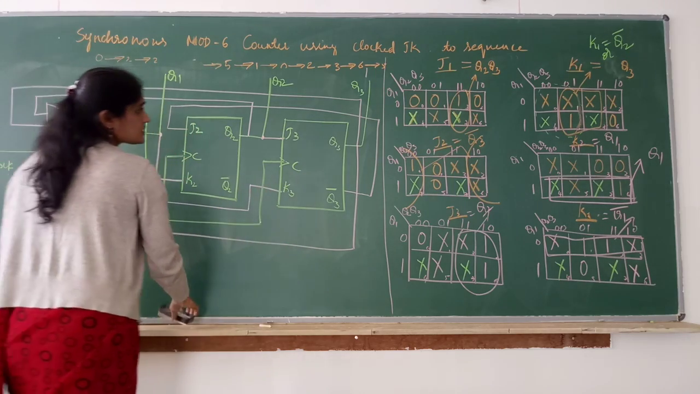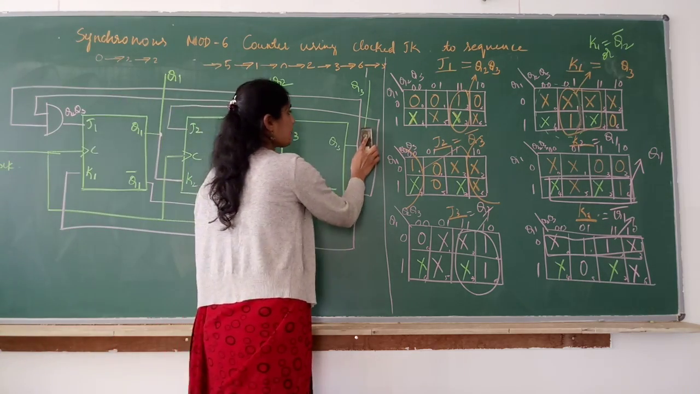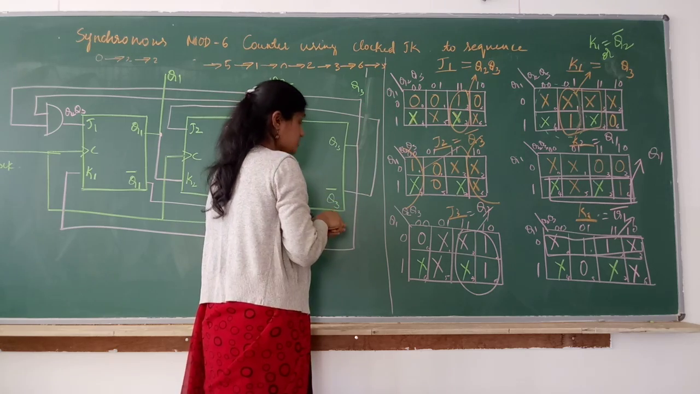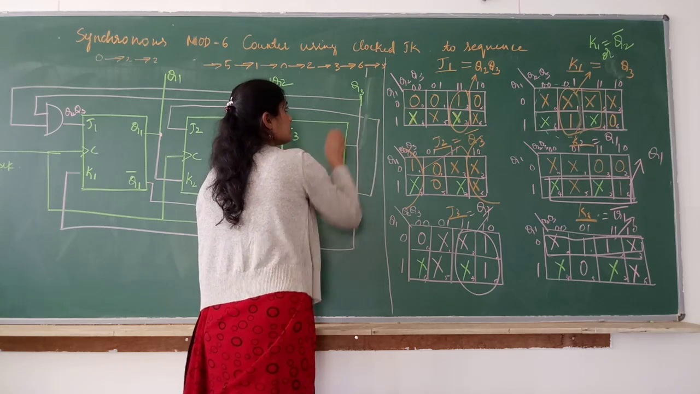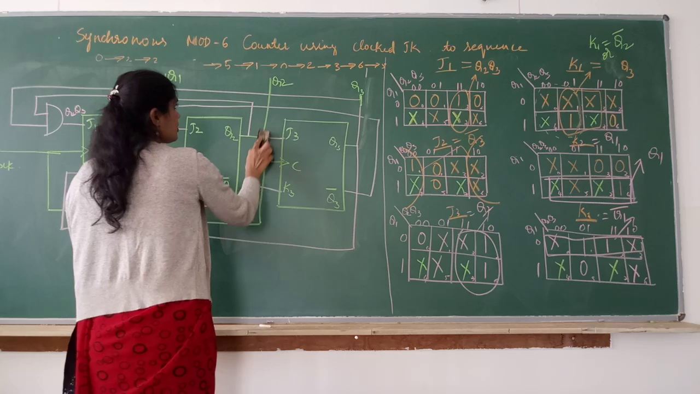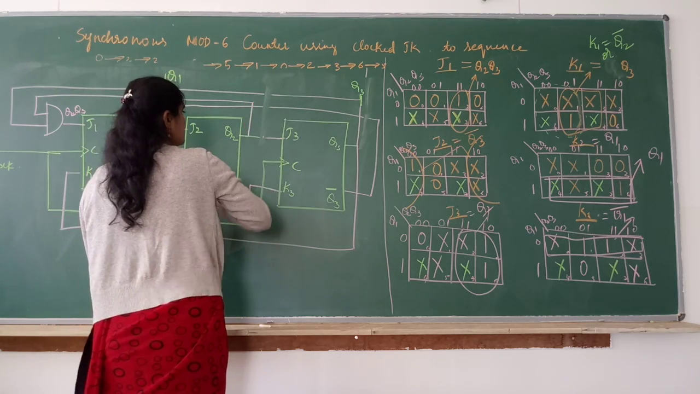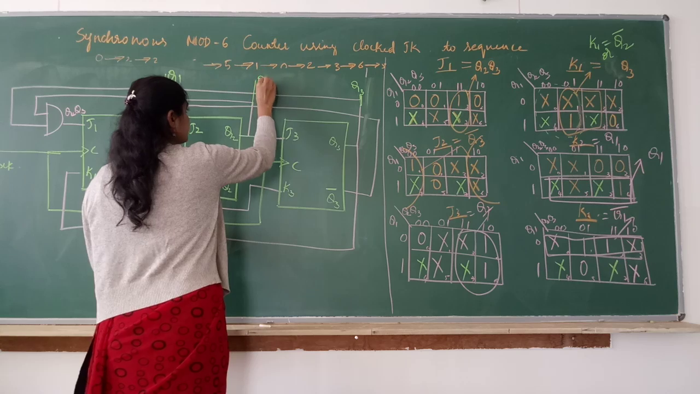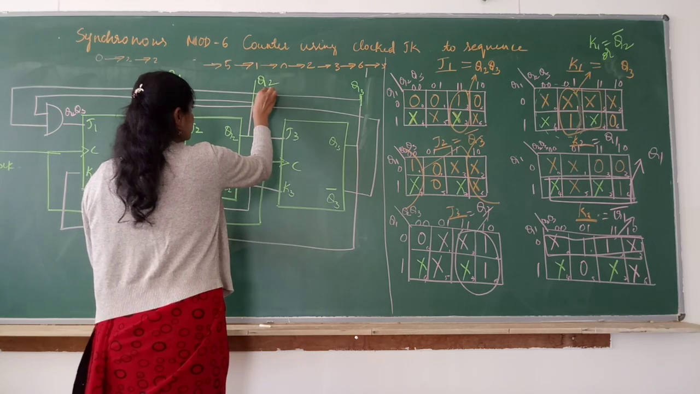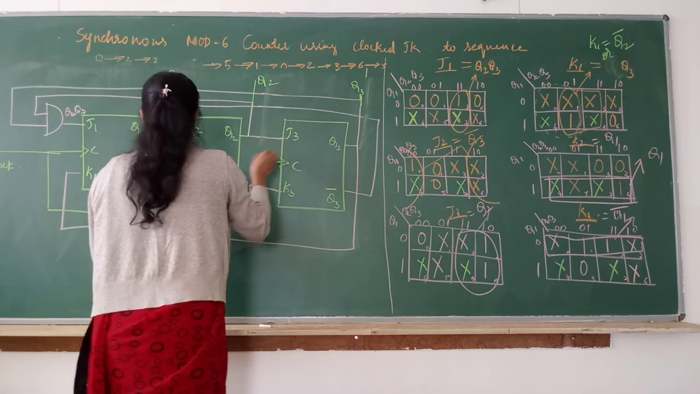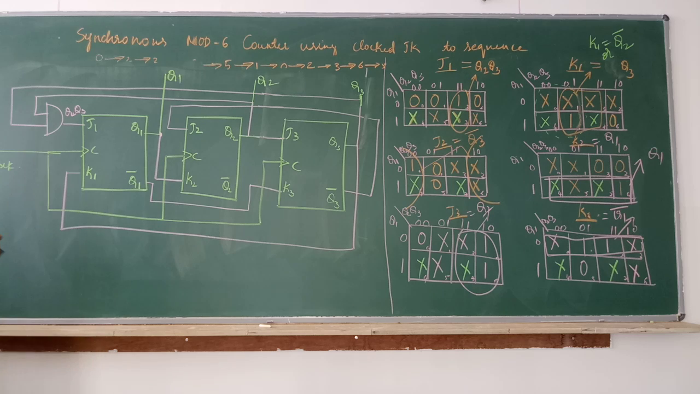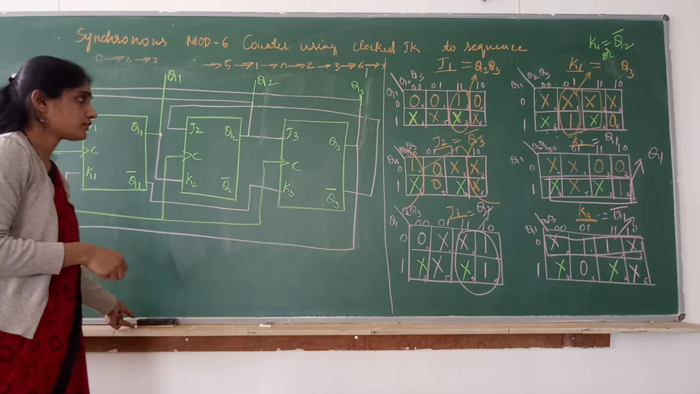Okay. So that is how; you need not take one more line. You can connect here only as Q3. And for Q2 also, you need not connect one more line there. You can take this only as Q2. Okay. So this is the circuit for the mod 6 counter using JK flip-flops.